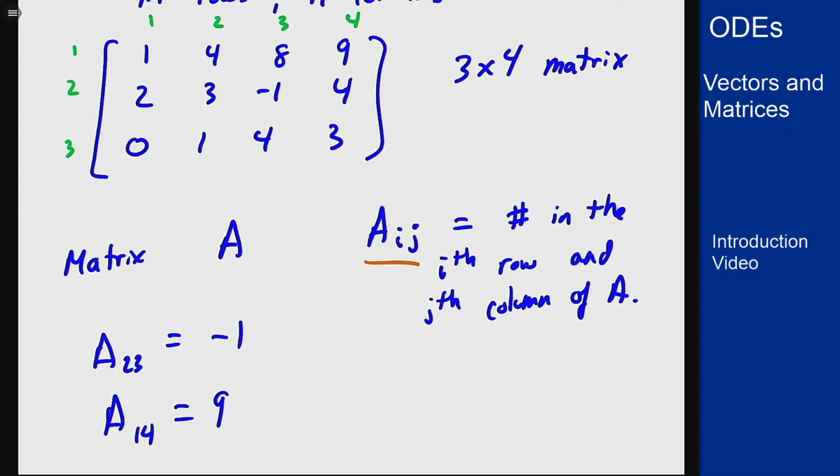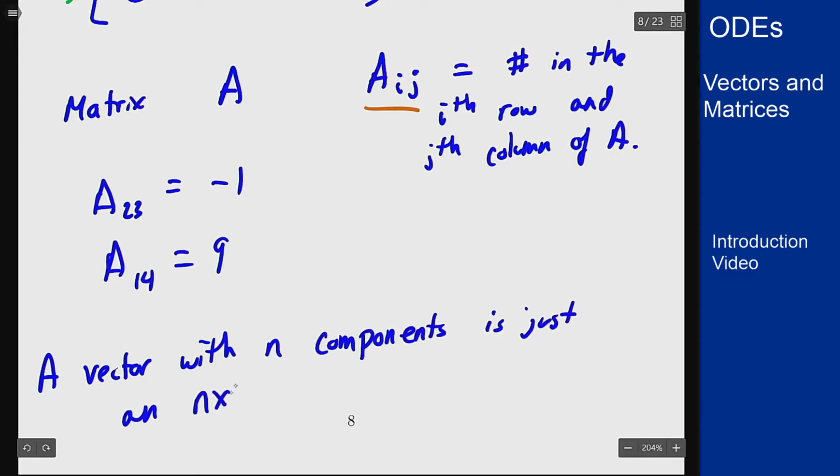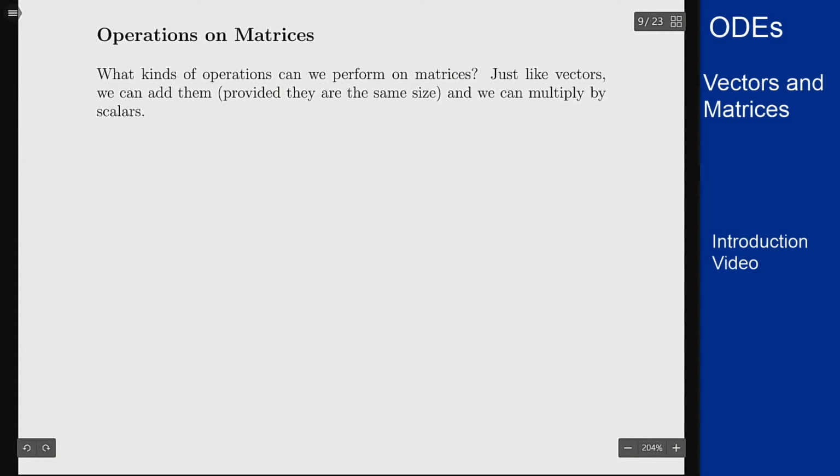As a quick note, the way we define vectors, a vector with n components is just an n by 1 matrix because it has one column, everything all in one column, so there are n rows. These vectors we discussed before are all just n by 1 matrices. So what can we do with matrices? Well, just like vectors, we can add them if they're the same size, and we can multiply them by scalars. All of that works the exact same way as it does with vectors.